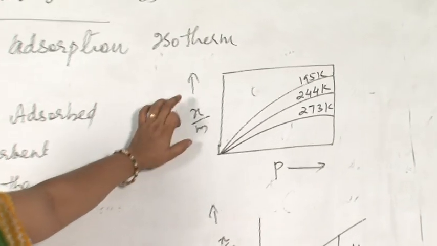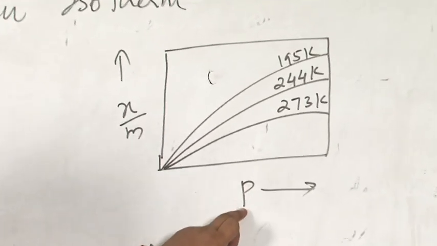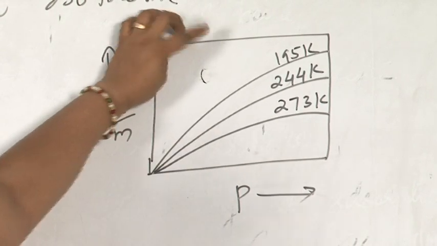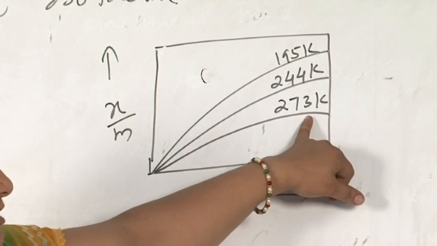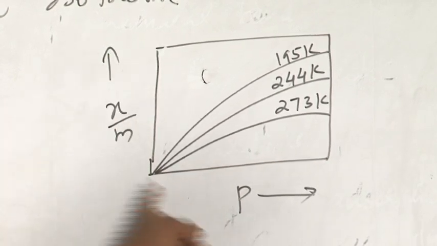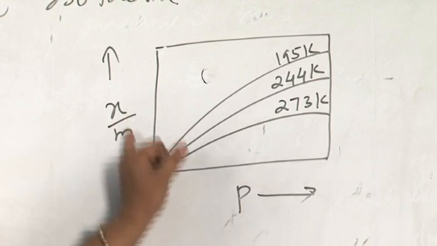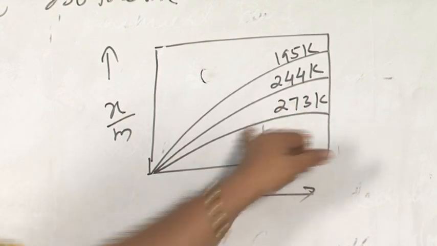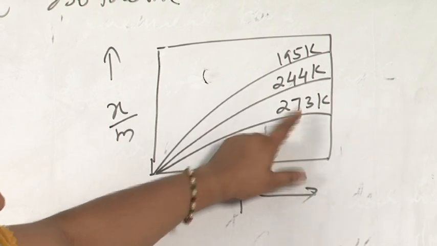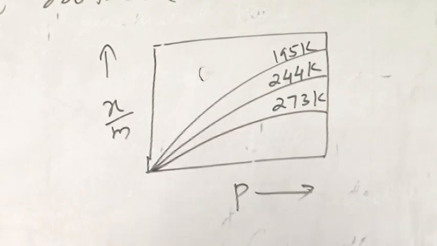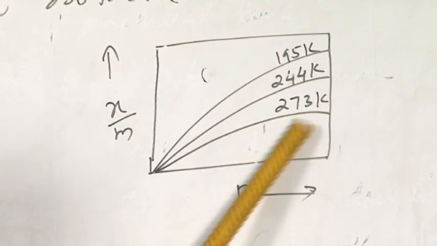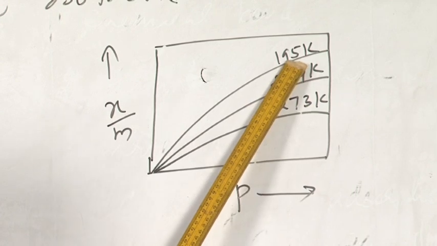Plot x by m, extent of adsorption versus pressure. These three diagrams you have to see independently. These are three different graphs at 273 Kelvin for the adsorption of a gas. As pressure increases, x by m also increases, but there is no sharp increase here. At 273 Kelvin, the increase is not that dominant. Here you can see at 244 Kelvin, the temperature has reduced from 273 to 244.